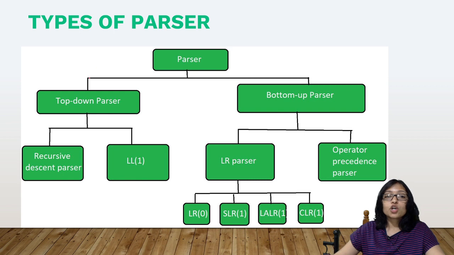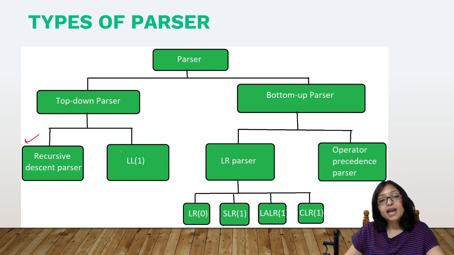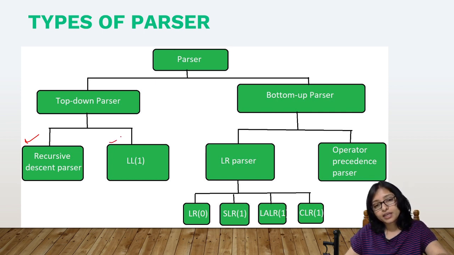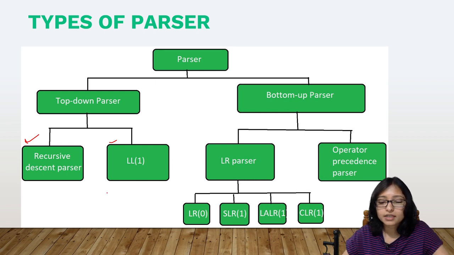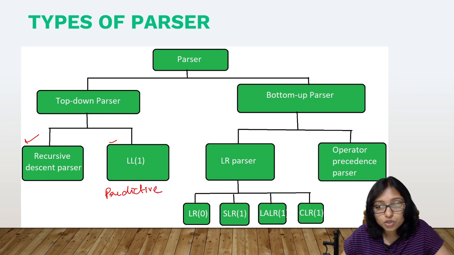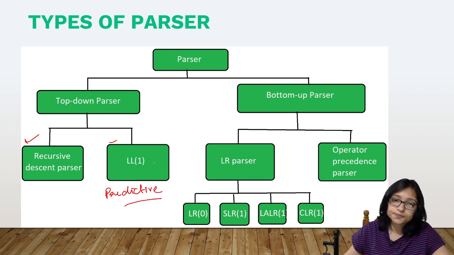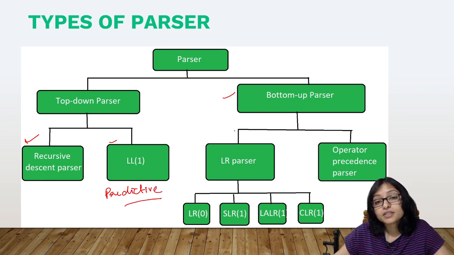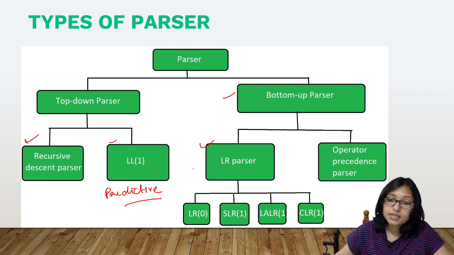So here top down parsers are recursive descent parser and LL1 parser. Here something very important is required: the LL1 parser is also called the predictive parser. And bottom up is divided into LR parsers. There are LR0, SLR1, LALR1 and CLR1. And another one is operator precedence parser.